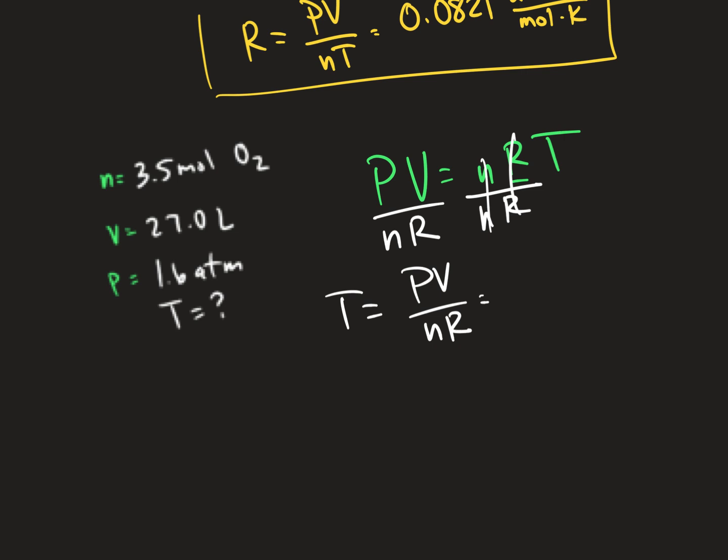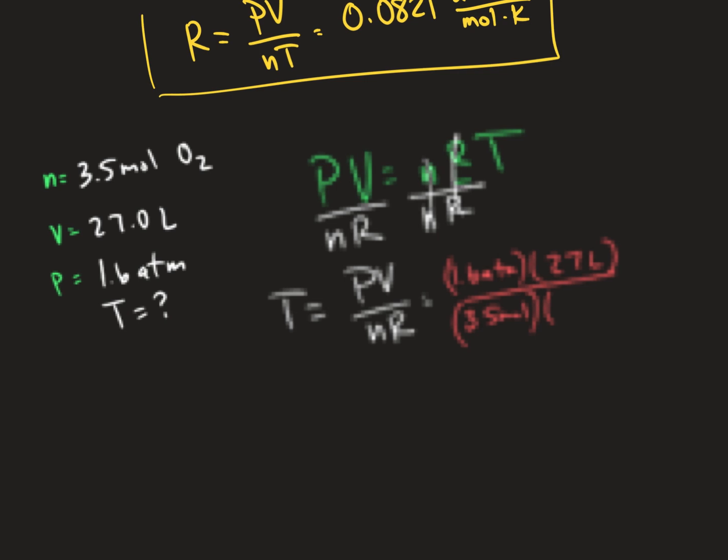So let's see. Our pressure is 1.6 atm. Our volume is 27 liters. And our number of moles is 3.5 moles. And then our R constant is 0.0821 atm liters per mole Kelvin. Actually write that. You don't have to memorize it. It's on your reference sheet.